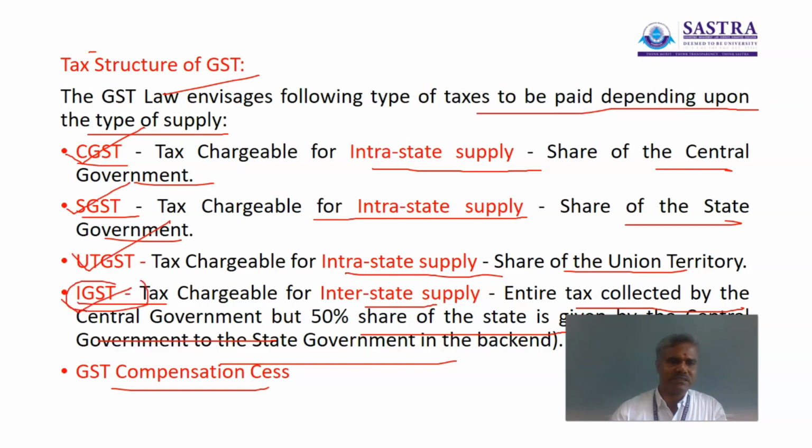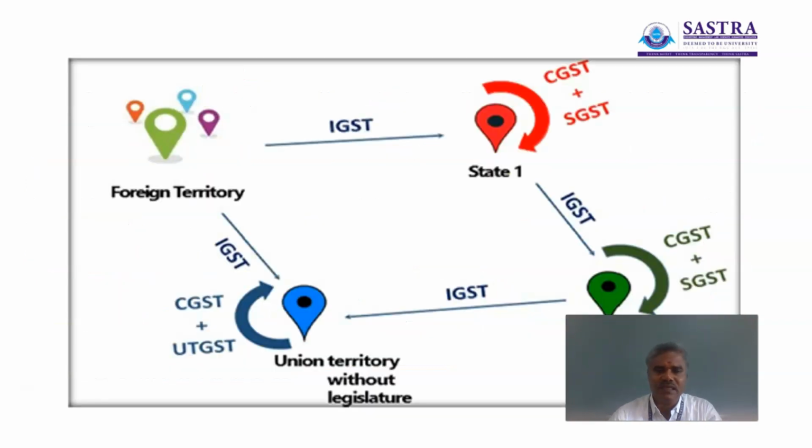This is the central government. This is the state government share. Both are intra-state. This is union territory. This is also intra-state. This is inter-state. Okay. Then finally GST compensation cess. Rarely has the government collected the GST compensation cess. So you see, this is the tax system.